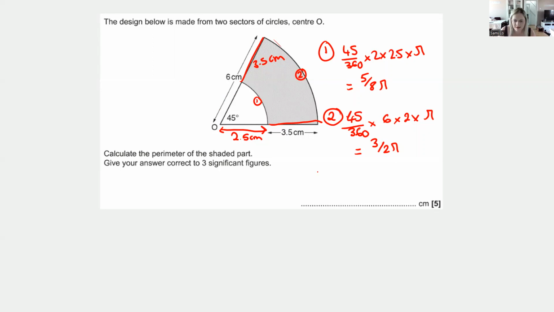Now I know that these two are 7, so I've got 7 plus 5 over 8 pi plus 3 over 2 pi. I'm just going to add them all together, plus 7. And my answer to that is 13.67588, and then it goes on. So I can just round that to 13.7 because it's 3 significant figures. And that's that question finished.